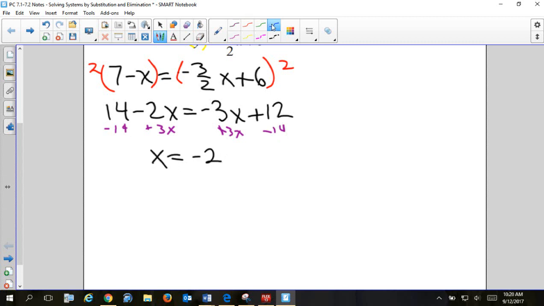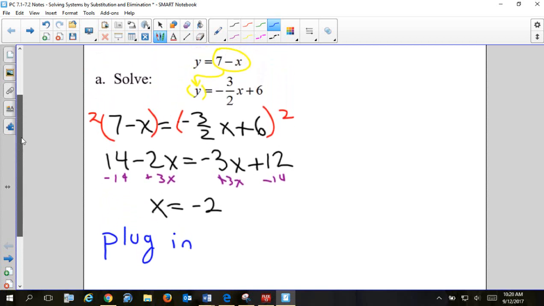So we get x equals negative 2, but we need to know what y is because it's an ordered pair. So what we're going to do is we're going to do this next step where we plug in our x. You can plug it in either original equation. I'm going to label them 1 and 2 so we all know which ones I'm talking about. Which one would you like to plug in x in? 1. Okay, we'll plug in 1.